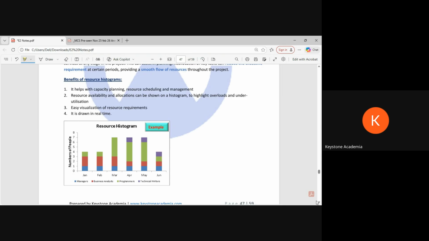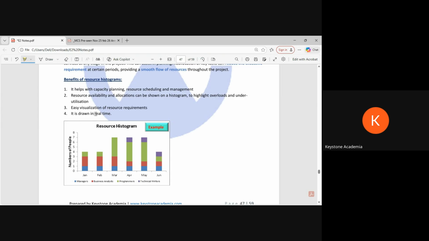Because if this comes, instead of answering what are the benefits, you might say it's not useful for us. It doesn't have a cost and benefit analysis. But the advantages are very simple. It helps the capacity planning, resource scheduling and management. The resource availability and allocations can be shown on histograms to highlight overloads and underutilization. Easy visualization of resource is drawn in real time.